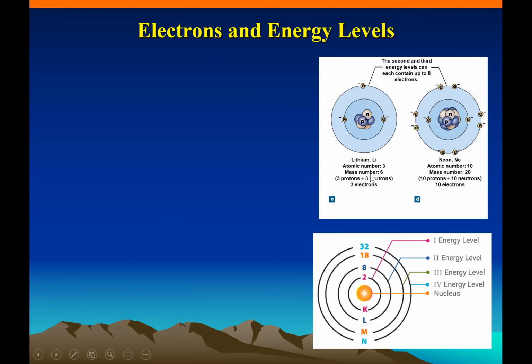So, lithium's atomic number is 3. So, it has 3 protons and 3 electrons. Coming to the shells where the electrons are found, the first shell can hold a maximum of 2 electrons. The second shell, 8 electrons. Third shell, 18 electrons. And the fourth shell, 32 electrons, and so forth.